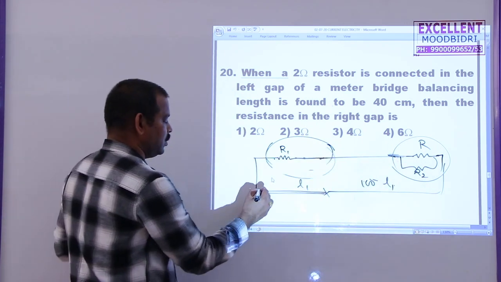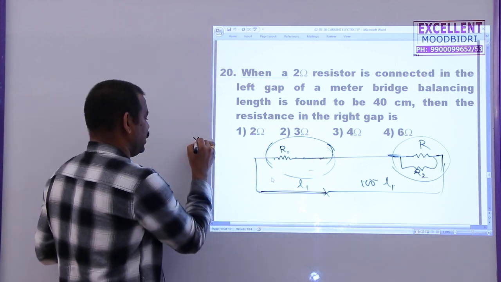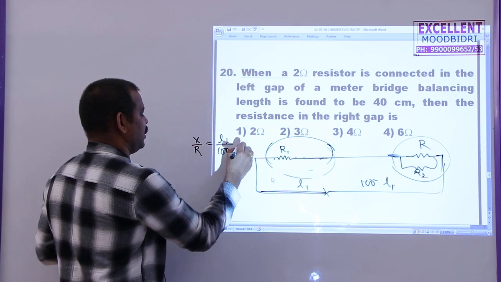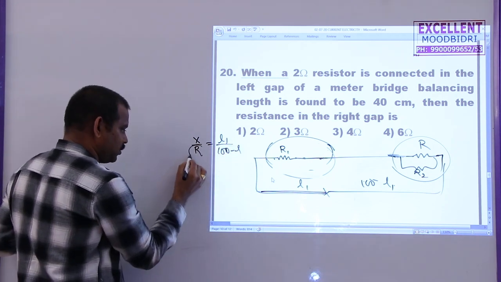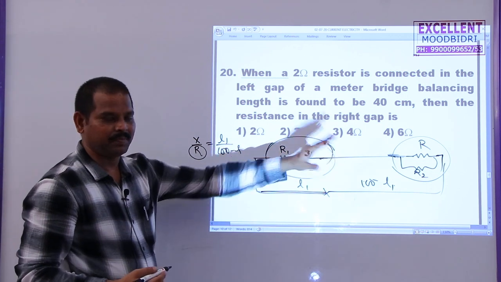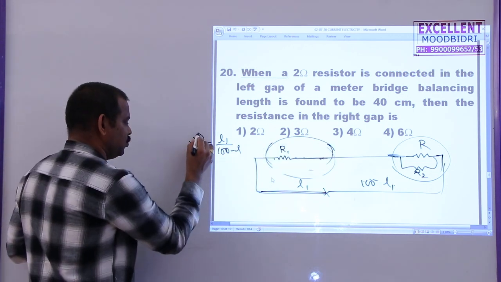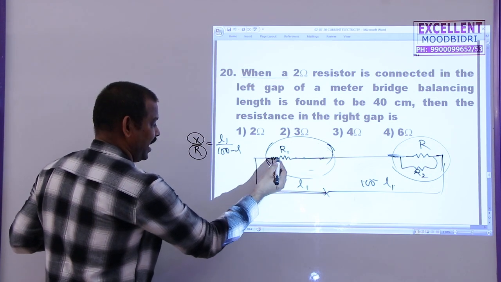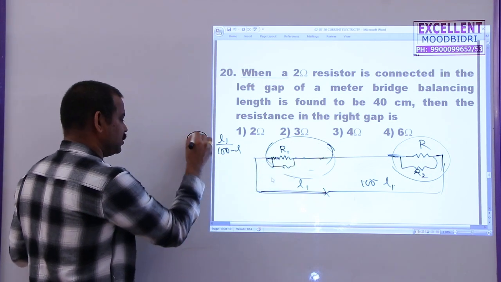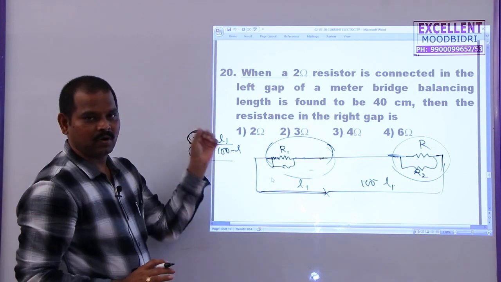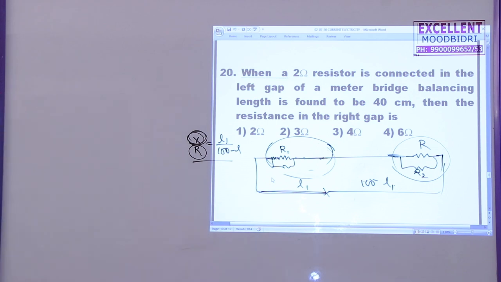So this is also another important model, but the formula remains to be X by R is equal to L1 by 100 minus L. But we have to calculate the effective resistance either in the right gap if something is connected in series or parallel. Sometimes they may give resistance in the left gap, so that means they may connect resistance in the left gap either in series or in parallel. Then we have to connect this value. So based on this one, different models can be given.